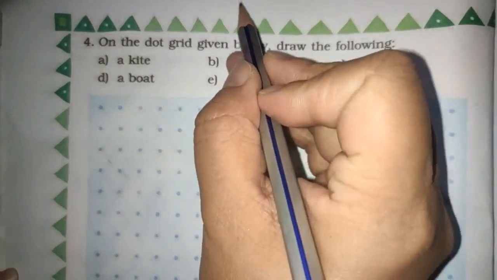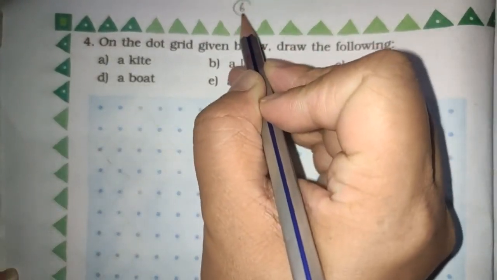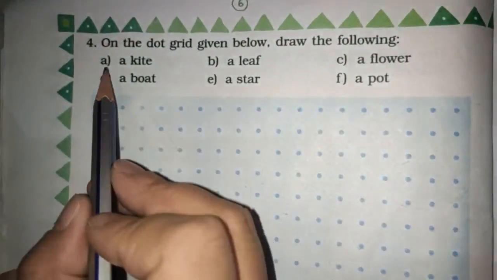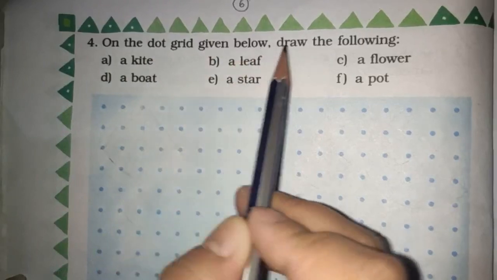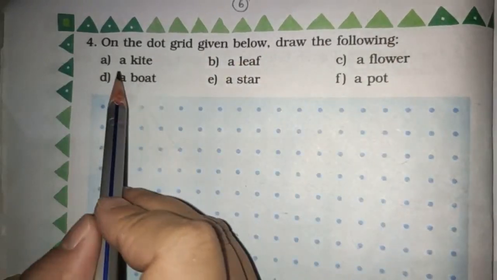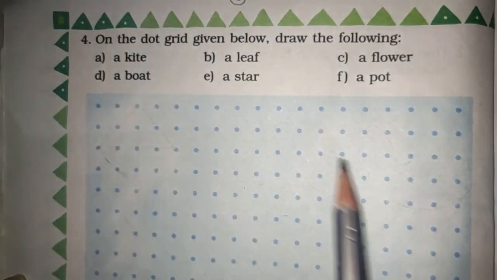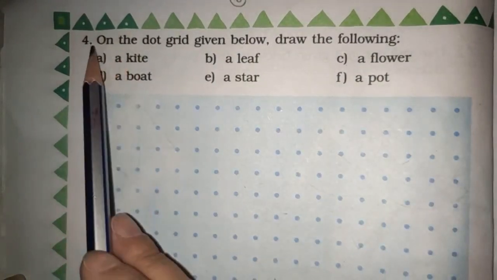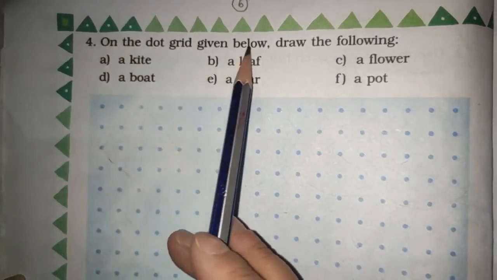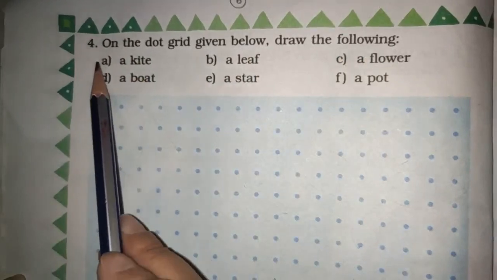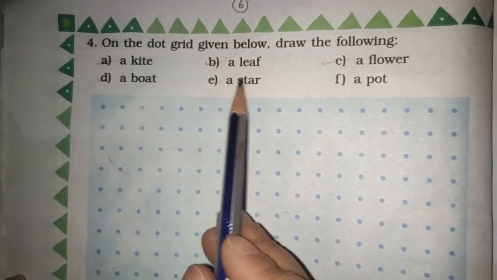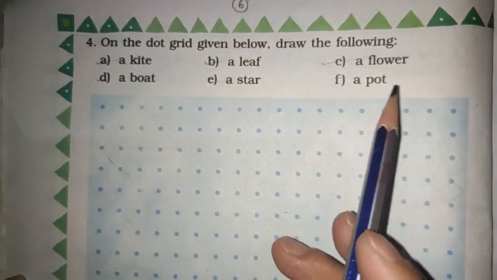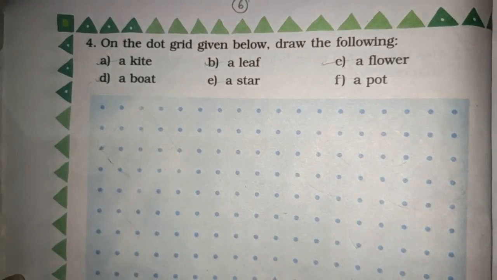This is from page number 6. Okay, this is page number 6. The question says that on the dot grid given below, draw the following. So dot grid, we have been doing dot grid. So on the dot grid given below, draw the following. You have to draw kite, leaf, flower, boat, a star, and a pot. So let us start drawing the kite.